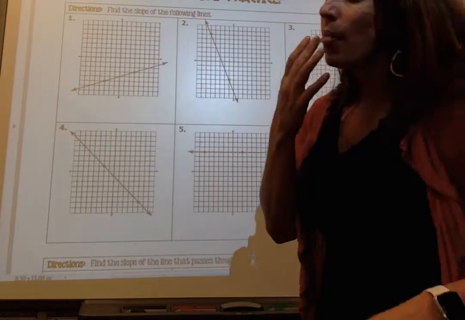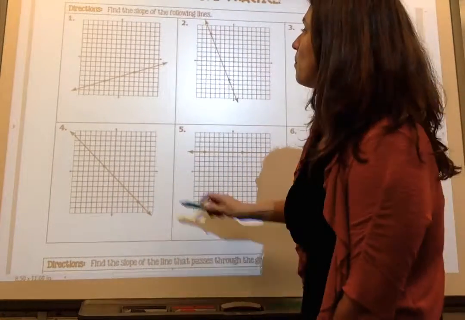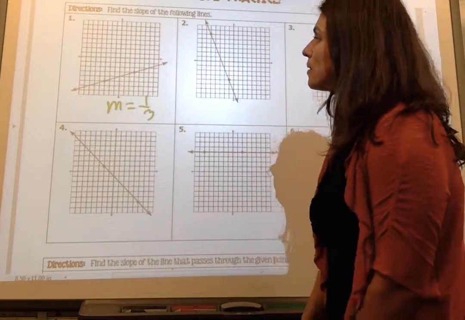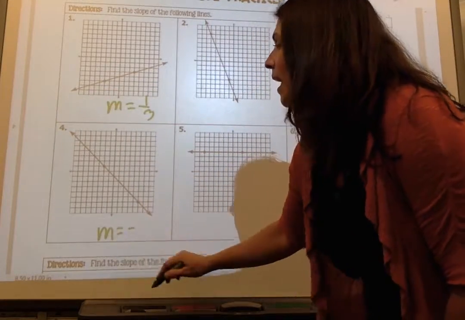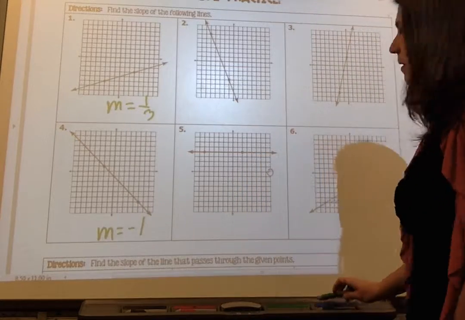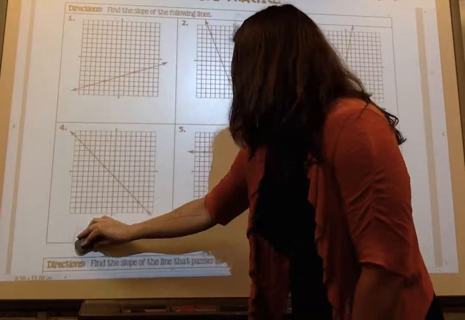So number 1, real quick, is going to be 1/3. And I know it's positive. So it's positive 1/3 because it's up 2 over 6. Number 4, I know right away it's going to be negative, and I'm cheating because I'm looking at my notes. And the slope is negative 1. So that's number 1 and 4.